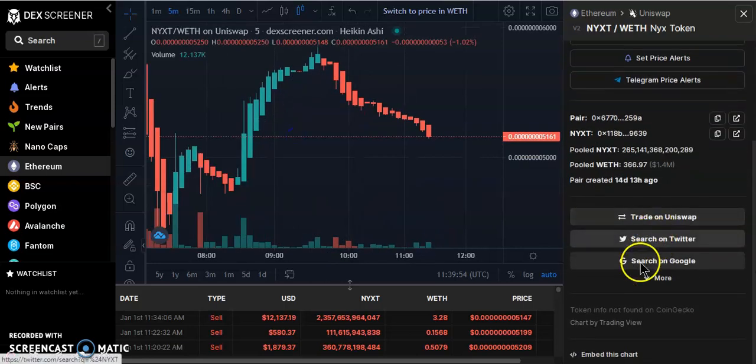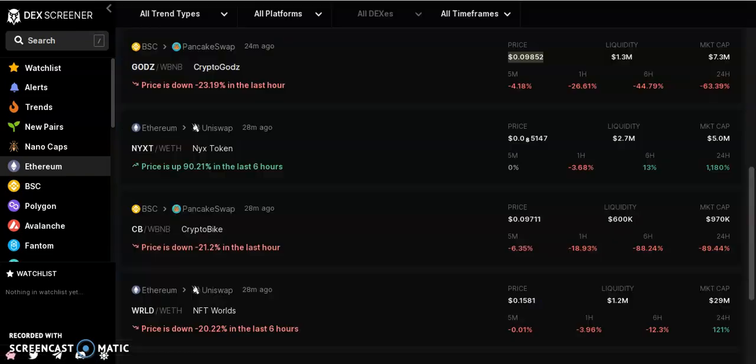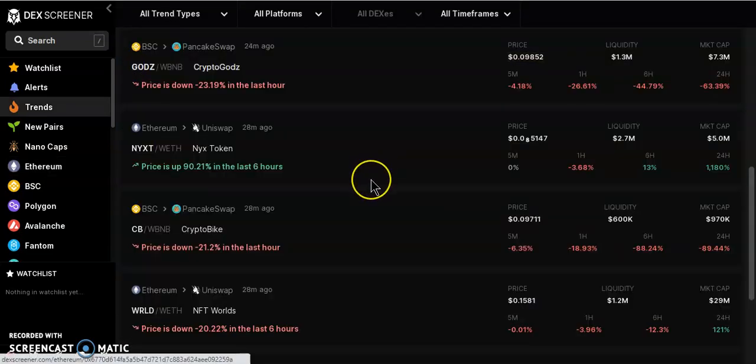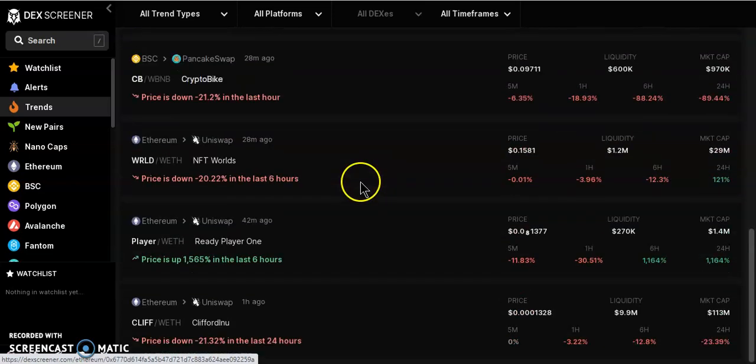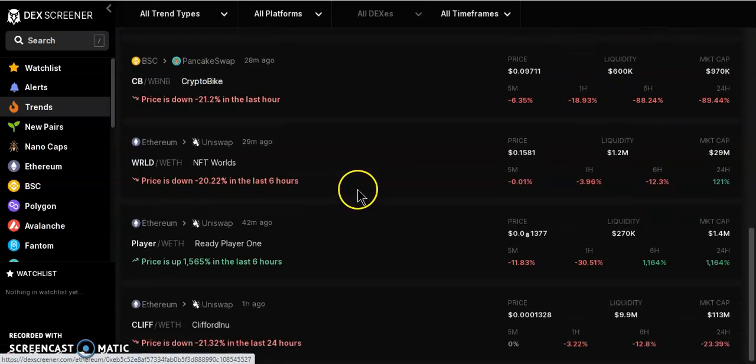Obviously, I would have to do some research about these tokens that I'm showing you now. I'm just giving an example, so always make sure you do some research about the tokens you are looking to invest in before you actually invest in them.